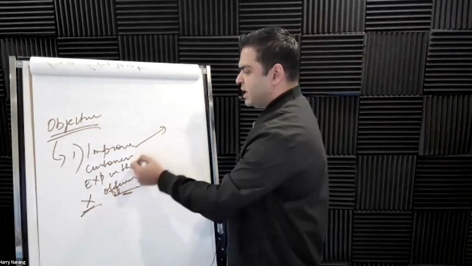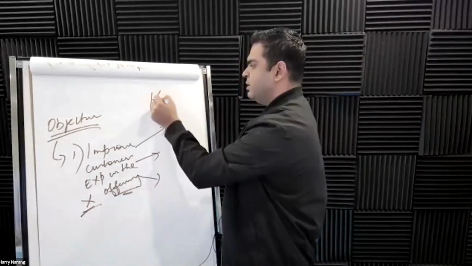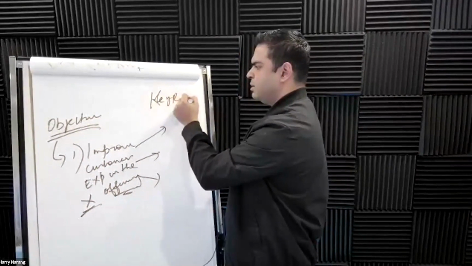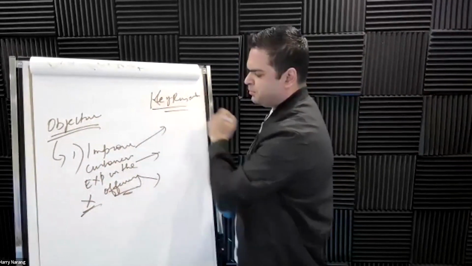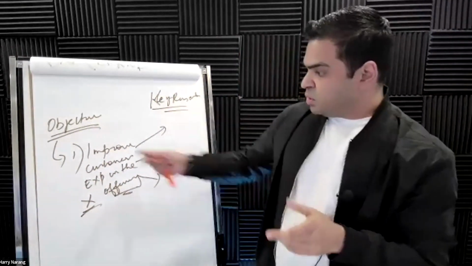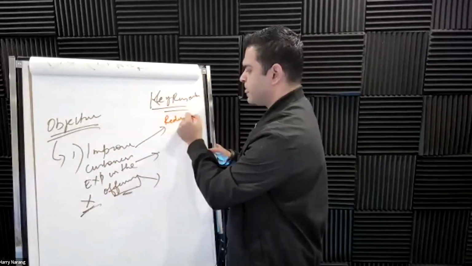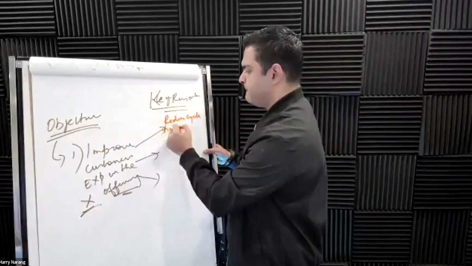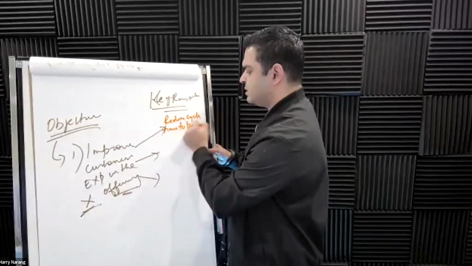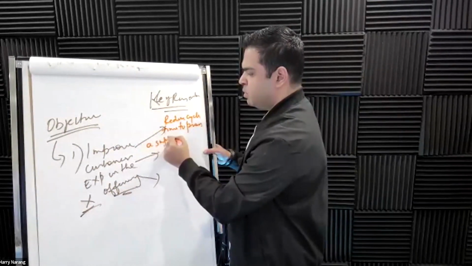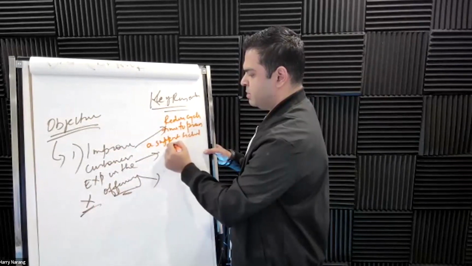Next, we're going to identify the key results associated with it. And we'll just create two. One key result associated with this could be reduce cycle time to process a support ticket by 50%.